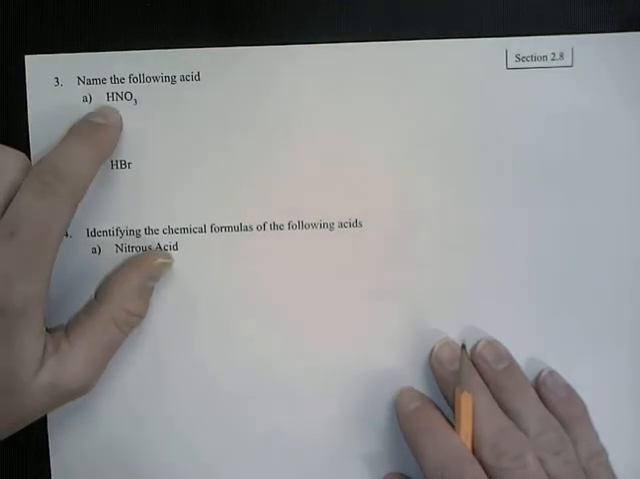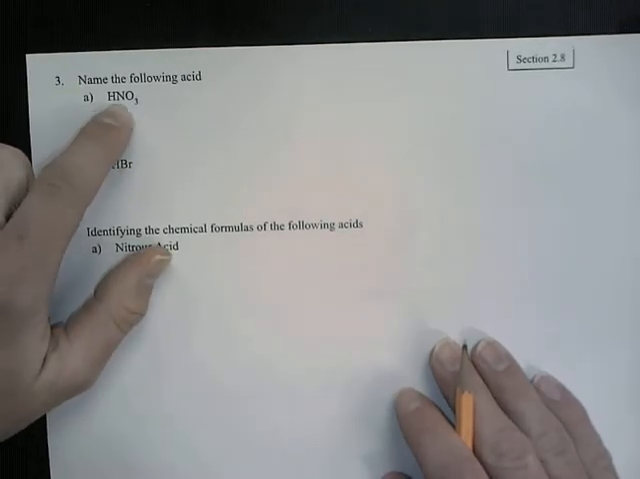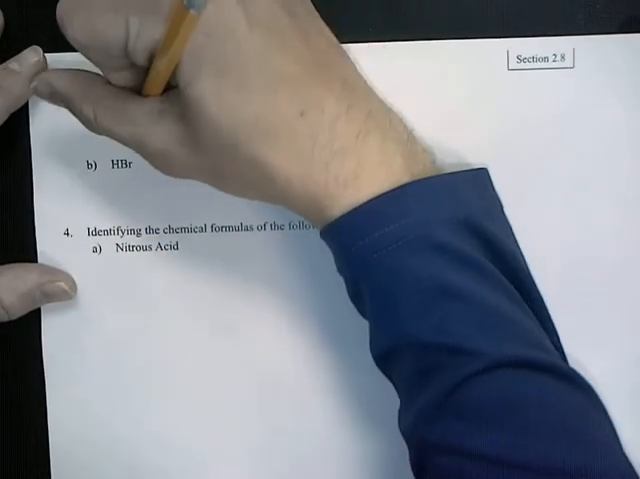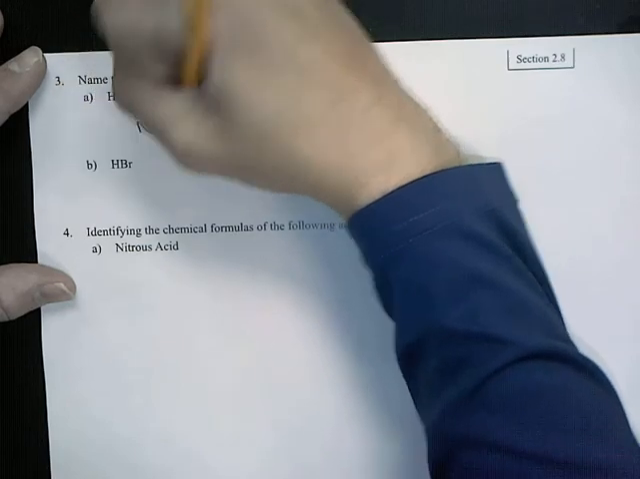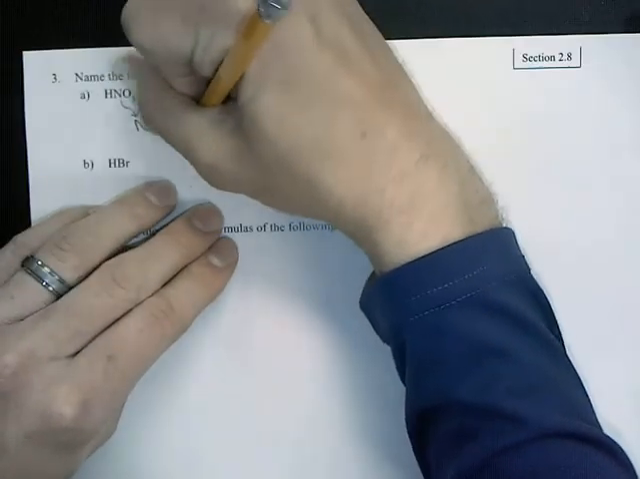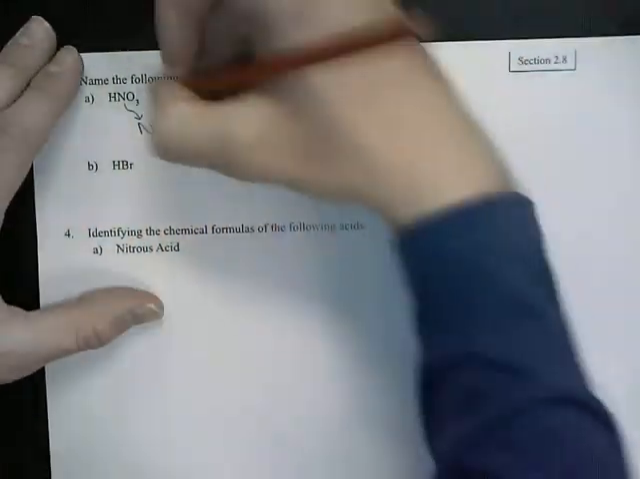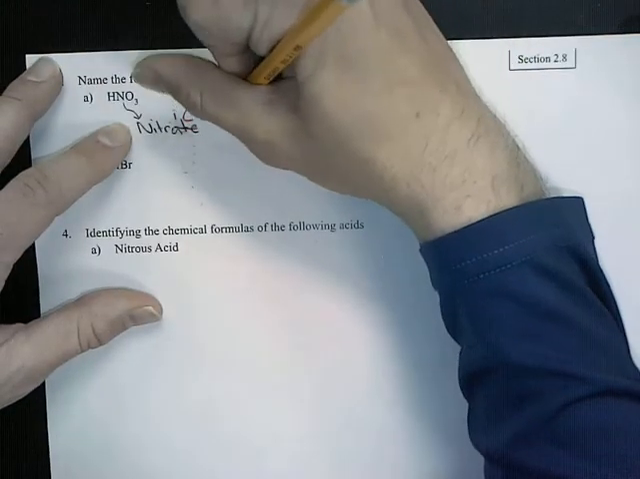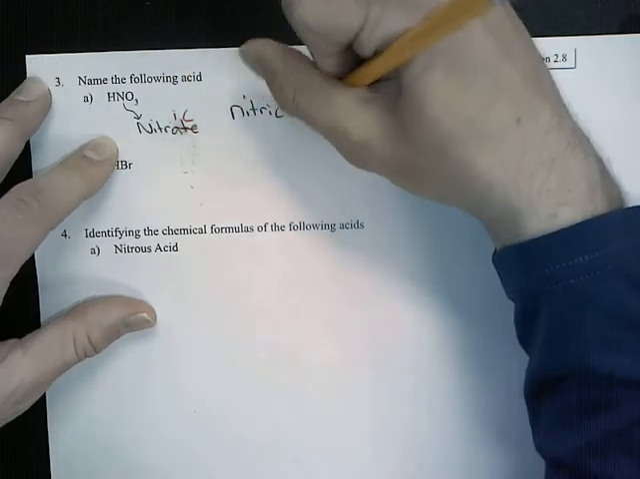We identify that there's an H. That means we have to deal with an acid. NO3, if you look this up on your periodic table, this right here is nitrate. I jumped ahead of myself here. We change this ate to ic, and because it's polyatomic, this would just be nitric acid.